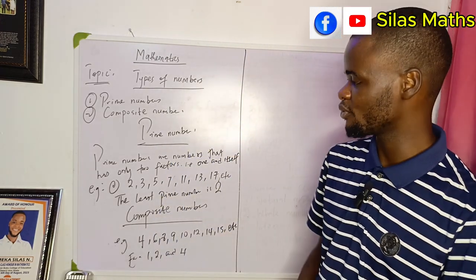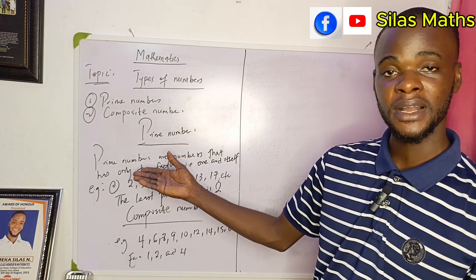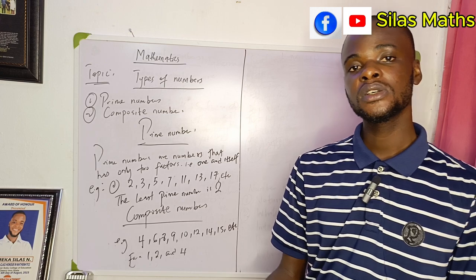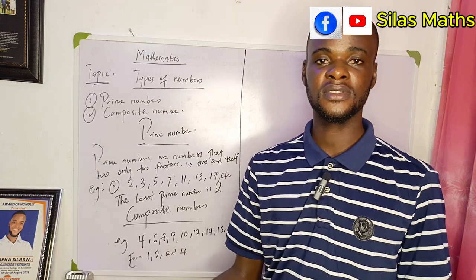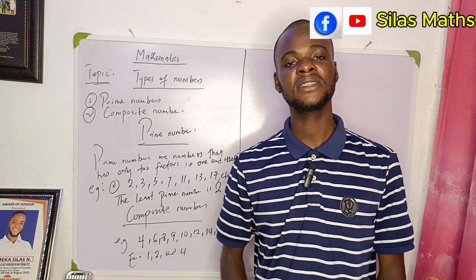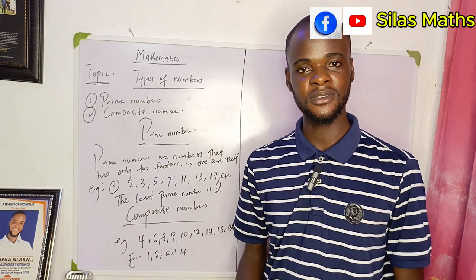Alright, don't forget what we've discussed. The first one is prime numbers, and we say prime numbers are numbers that have only 2 factors, that is 1 and itself. While composite numbers are numbers that have more than 2 factors. Now we are going to pause it here for now.